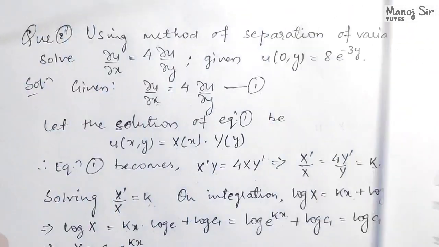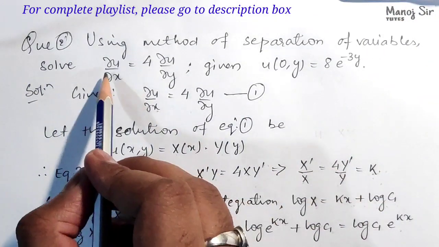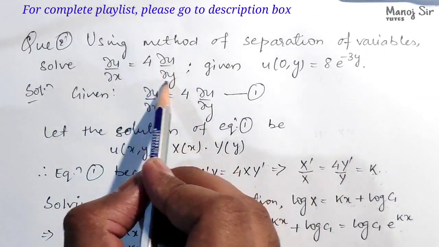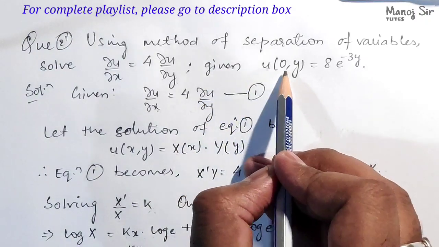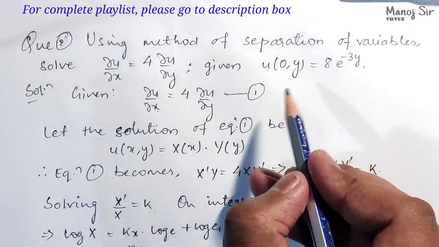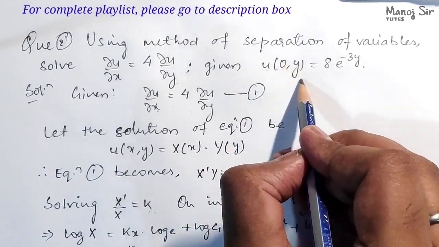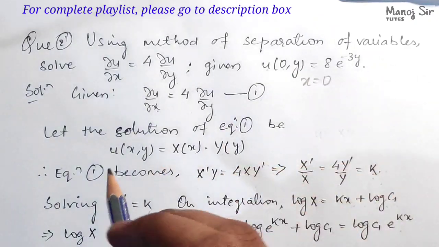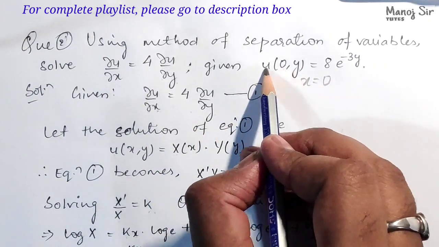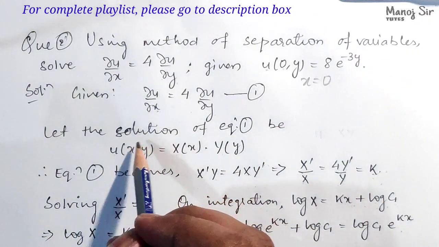Let us start with the new problem: using method of separation of variables, solve del u upon del x equals 4 times del u upon del y, given that u(0, y) equals 8 e to the power minus 3y. What is u? It is a function of x and y. Here the value of x is 0, so when x equals 0, u equals 8 into e to the power minus 3y.